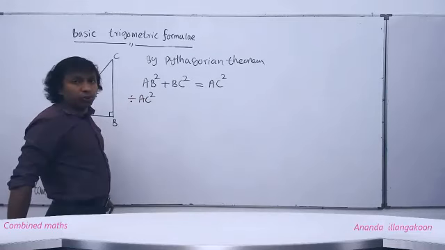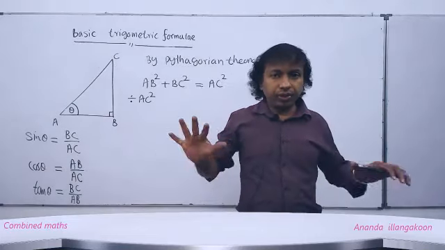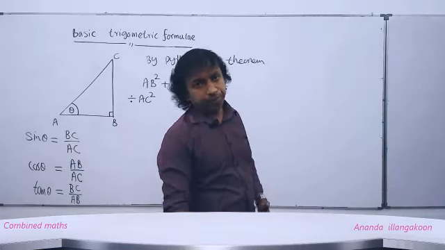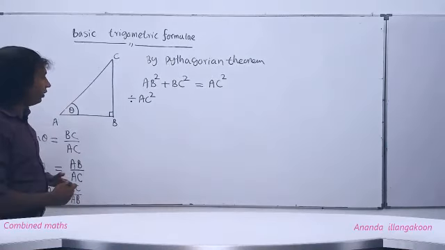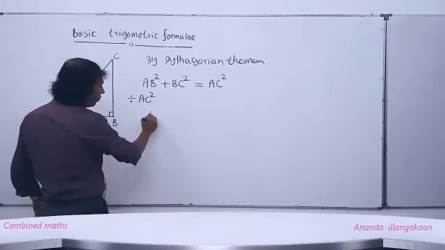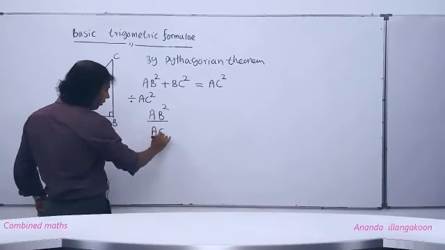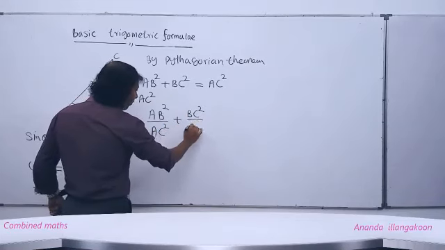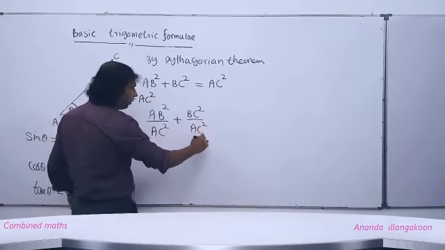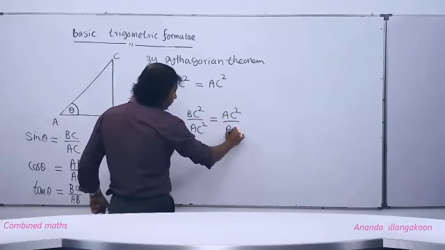Both sides of an equation we can divide by any value, people. The equation will not be changing. It doesn't change, right? Now, once I divide both sides by AC square, this is what we get. AB square divided by AC square plus BC square divided by AC square equals AC square divided by AC square.